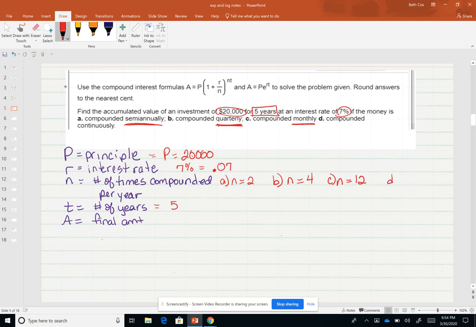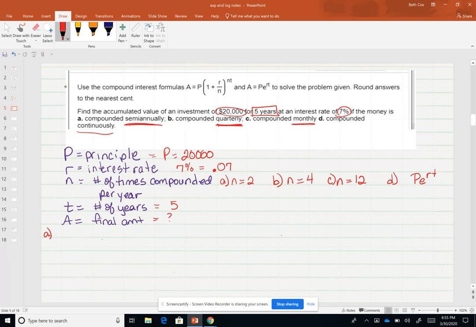Part D says continuously, and that's where we'll use the other formula. So I'm going to try to squeeze these all down here. The final amount is what we're solving for. So get yourself a good calculator, as we're going to need it. Stop the video and go find it. You can't do these without a good calculator. And the only way you know if you're doing them right is to match my numbers.